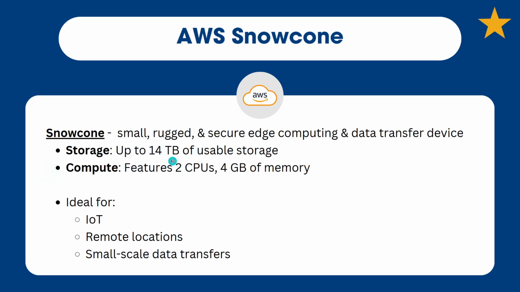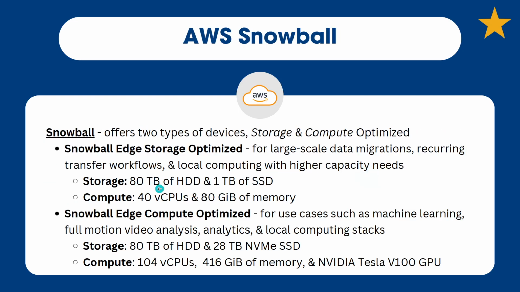Compared to the 14 terabytes, we now have 80 terabytes. And we have 1 terabyte of SSD, 40 virtual CPUs, and 80 GiB of memory. Snowball Edge Compute Optimized is when you need more juice in terms of memory and CPU. Edge Storage Optimized is more about just the storage itself. If you need better specs, you go with the Snowball Edge Compute Optimized.